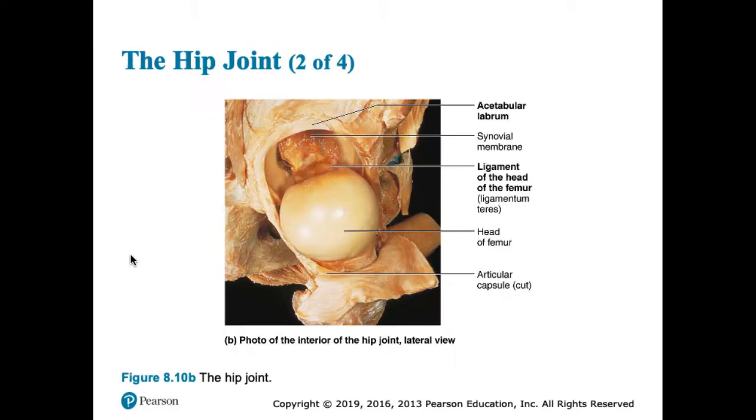This is, of course, a cadaver picture of the hip joint. So this is the head of the femur. This is that articular capsule that has been cut so that you can see inside of where the femur is. This is that synovial membrane. And then here's that acetabular labrum that we talked about.